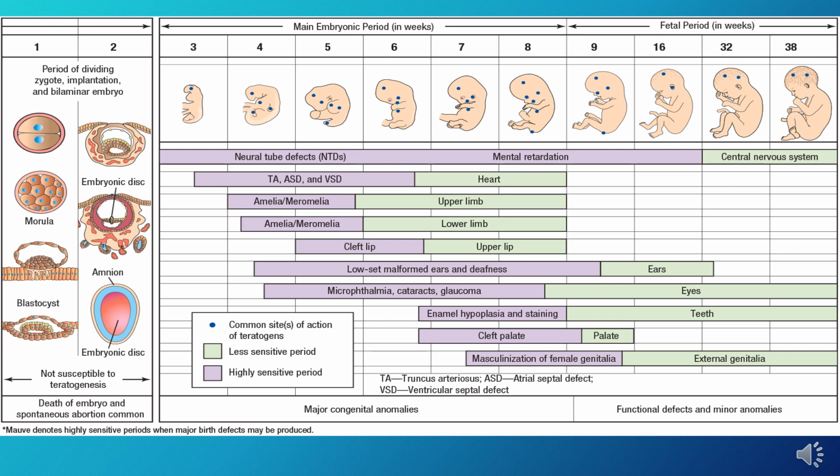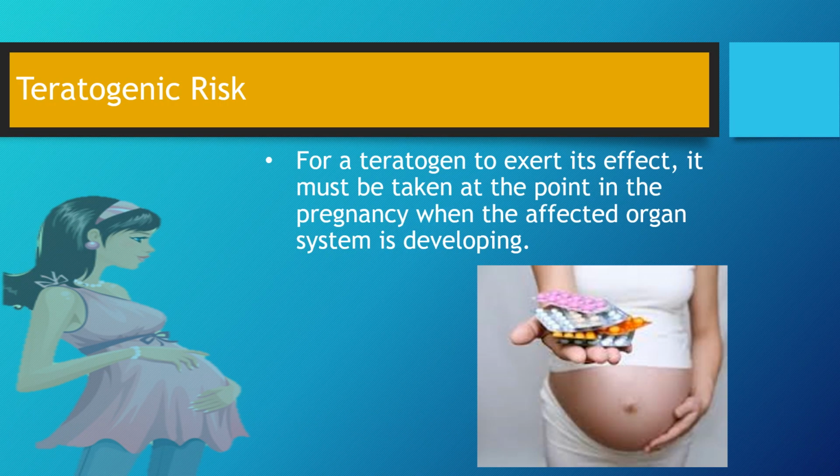Teratogens and phytotoxins are dependent on genotype susceptibility, timing of exposure, specific mechanism, manifestation, and the agent and dose effect. So an example would be for a teratogen to exert its effect, it must be taken at the point in the pregnancy when the affected organ system is developing.